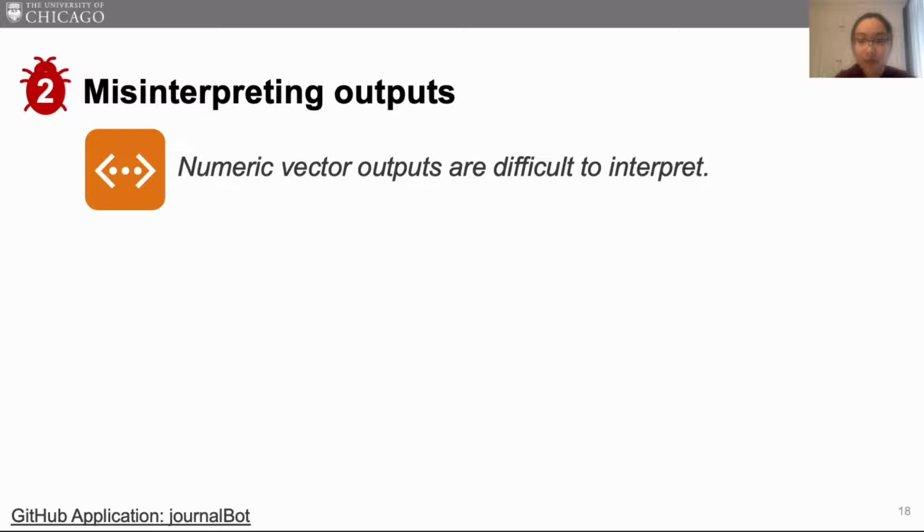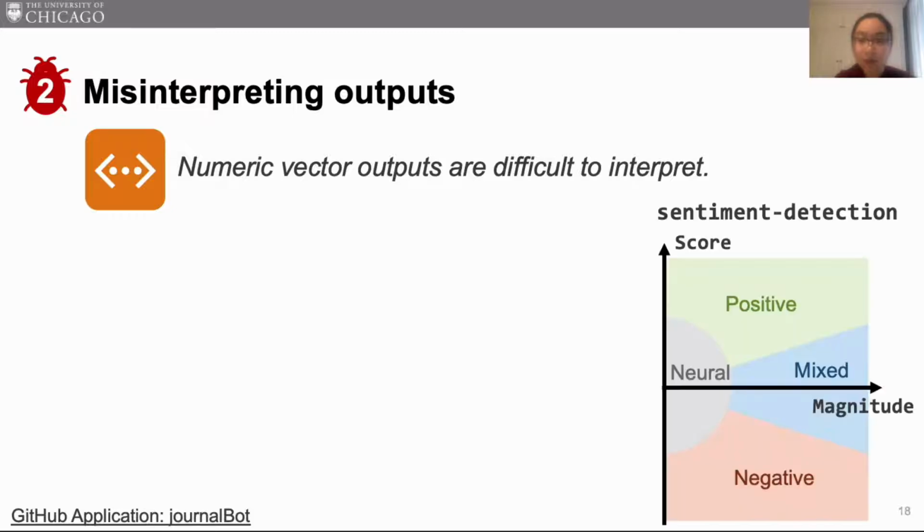Due to the challenge of numeric vector outputs, many developers misinterpret ML API outputs, especially in the sentiment detection API. Taking text as input, this API returns two float numbers as shown in the plot. The X-axis is the magnitude, referring to how strong the emotion is. The Y-axis is the score, referring to how likely the text is positive or negative.